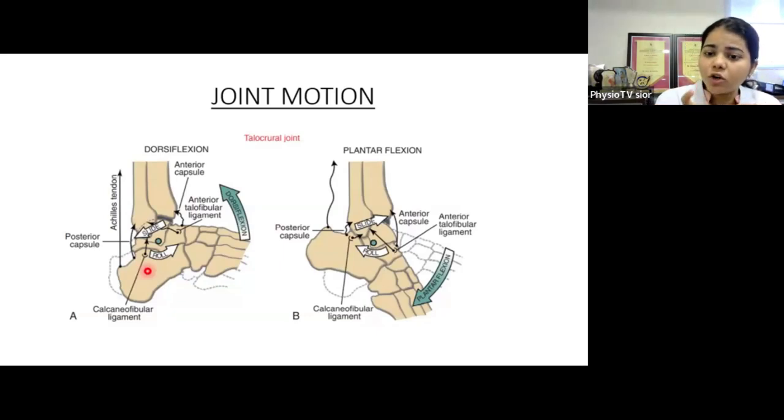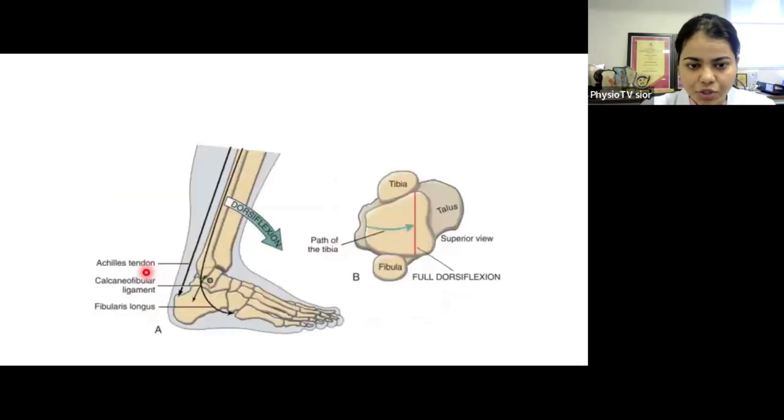So when you have maximal dorsiflexion, it's going to elongate the posterior capsule and all the tissues that are capable of transmitting plantar flexion torque, like the Achilles tendon, and vice versa for plantar flexion.